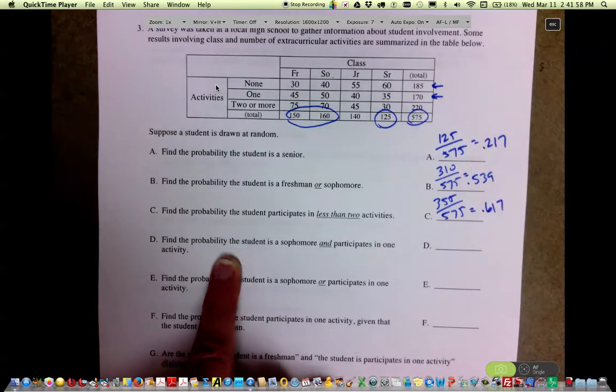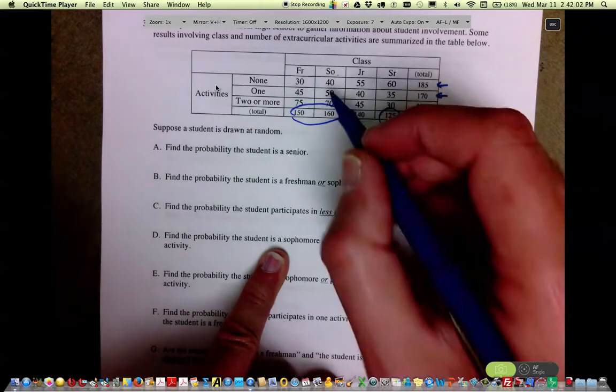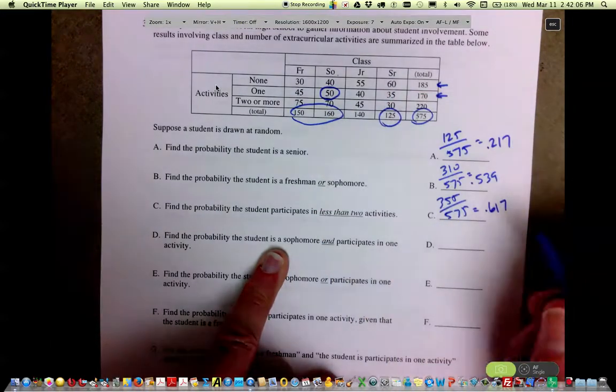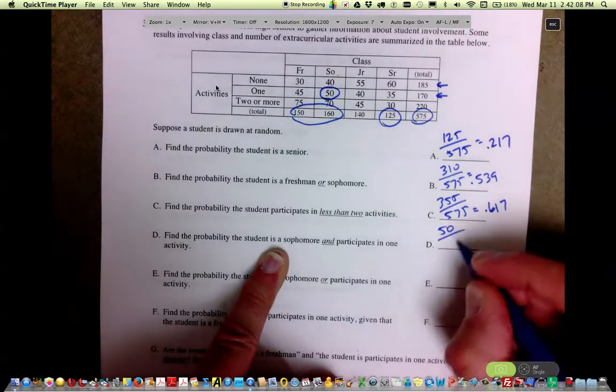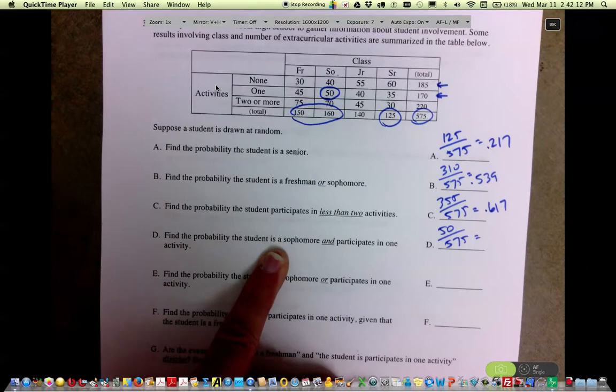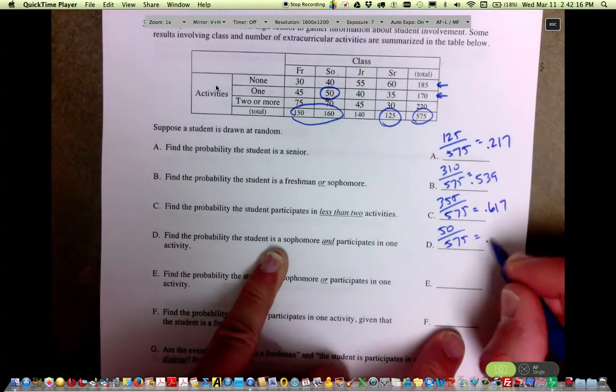Find the probability a student is a sophomore and participates in 1 activity. There are 50 of those that are sophomores in 1 activity. So 50 out of 575, and that is about 8.7%.